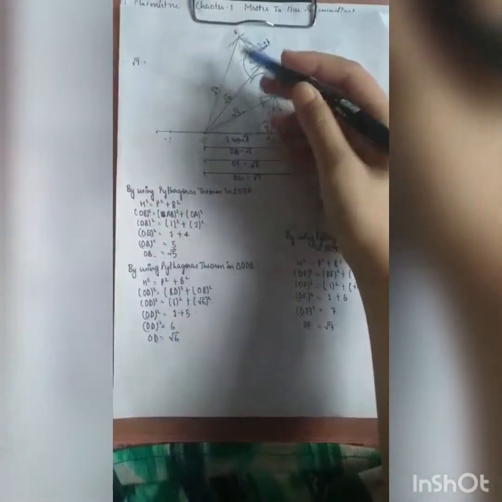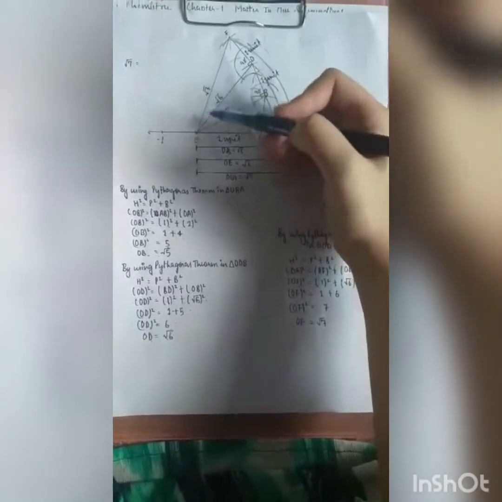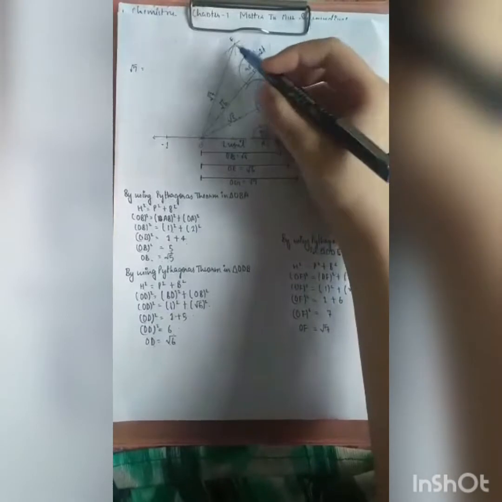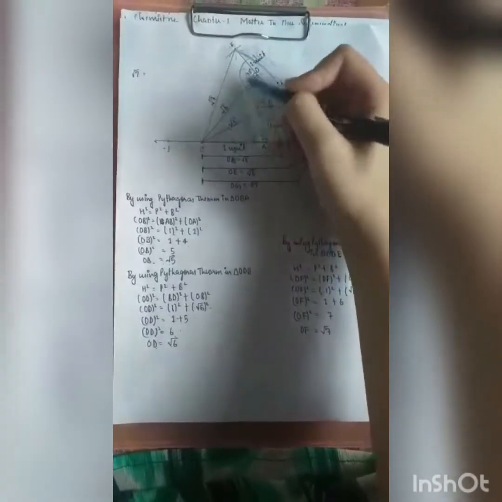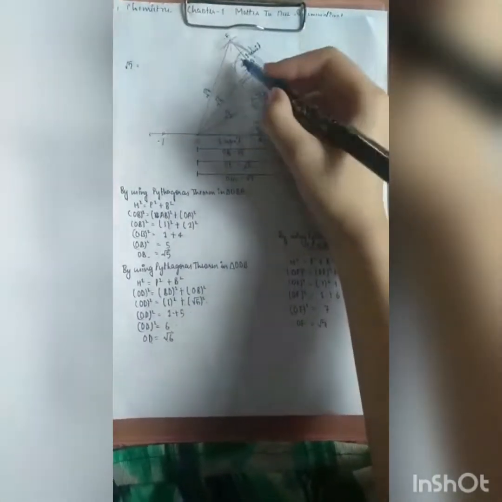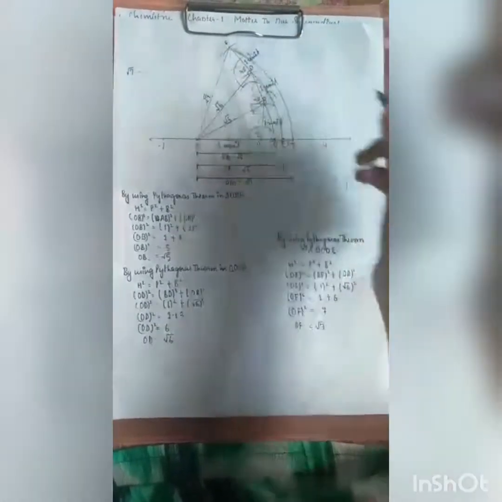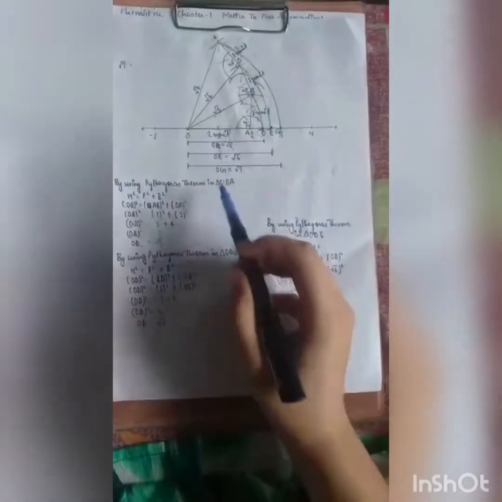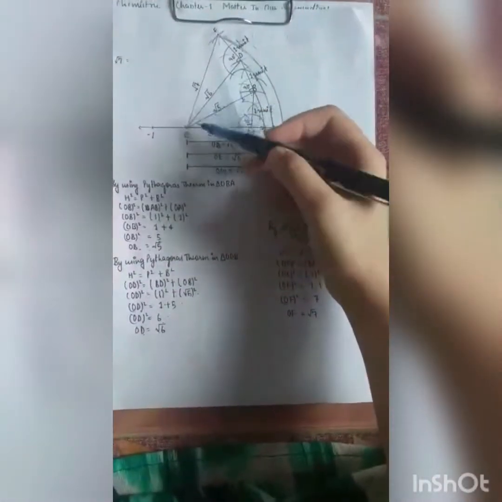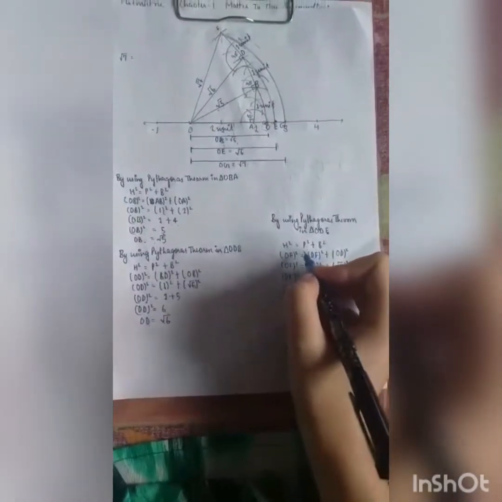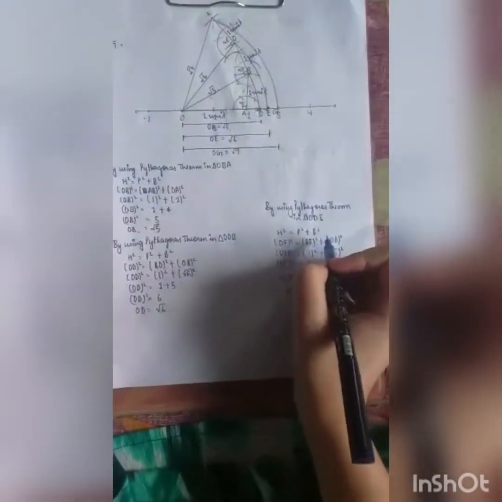And by using Pythagoras theorem in ODF, we already know that OD is root 6 and draw DF perpendicular to OD and mark DF as 1 unit. So to find OF we use Pythagoras theorem, that is h square is equal to p square plus b square. Hypotenuse is OF, perpendicular is DF and base is OD.